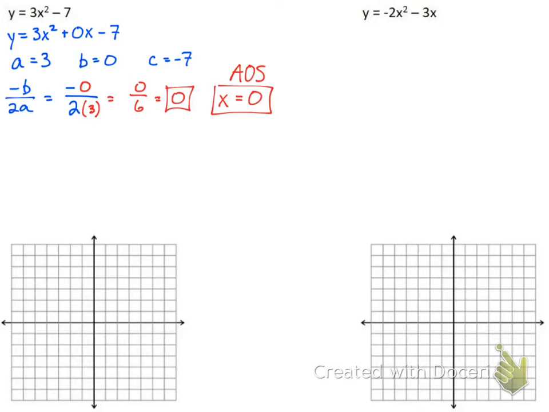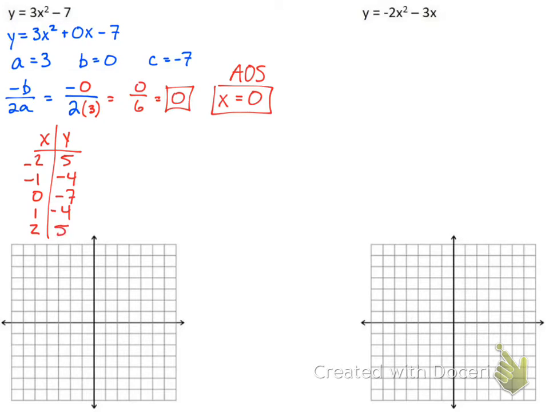And so when I make my xy chart, 0 is going to be the middle, negative 1, negative 2, and 1 and 2. And so when I do that, again, just plug it into the graphing calculator. 3x squared minus 7. And when I go to my table, I get my y column should be 5, negative 4, negative 7, negative 4, and 5.